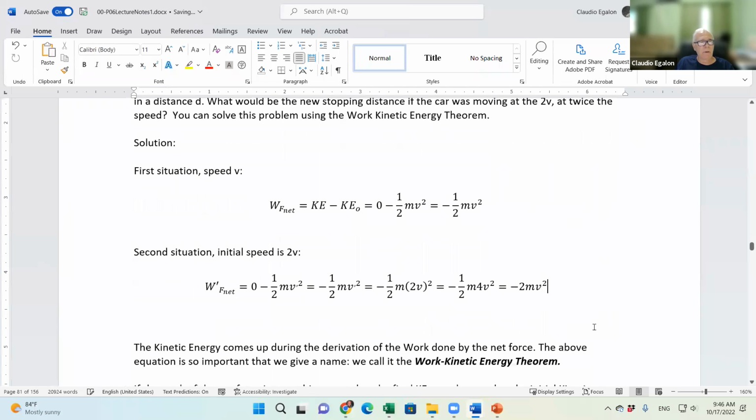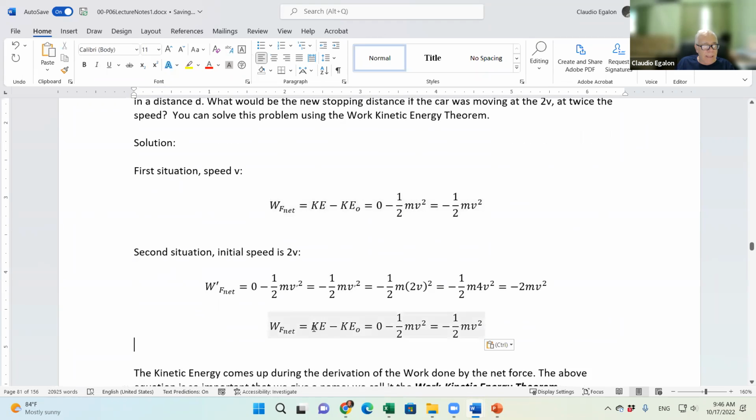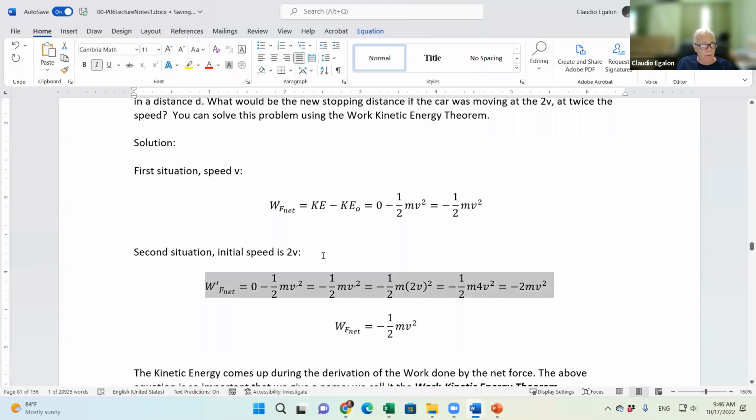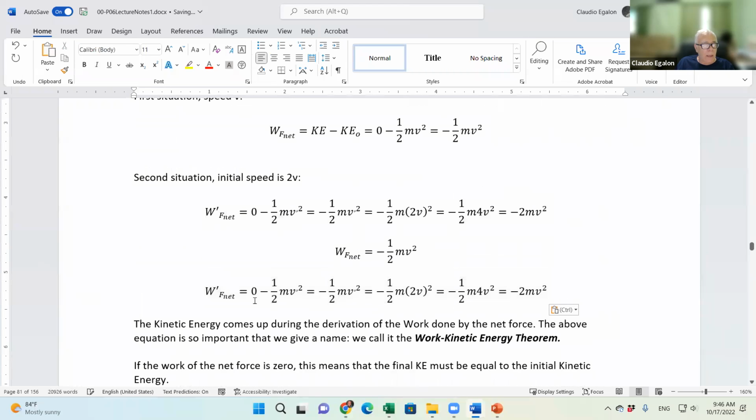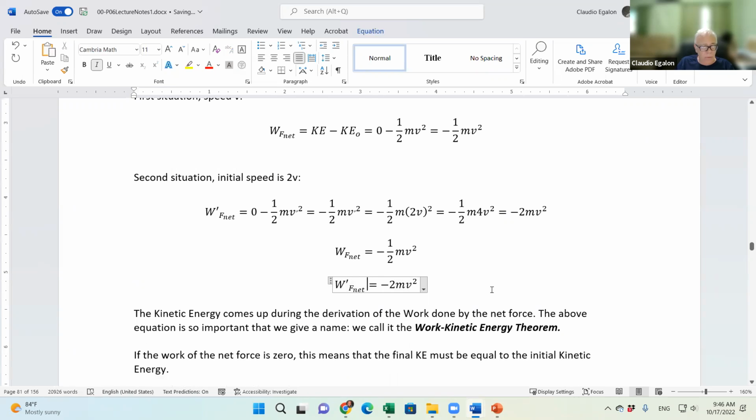So now we have two different kinetic energies. For the first situation, the work done by the net force is minus half mv squared. And for the second situation, the work done by the same force, by the way, everything being equal, is going to be different. It's going to be fourfold what you had here before, okay?